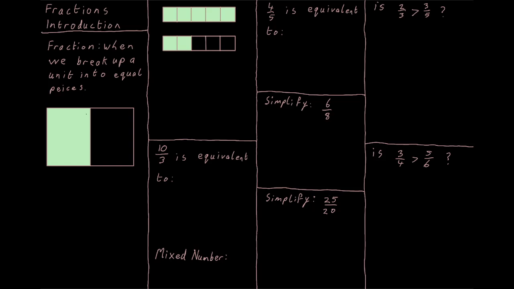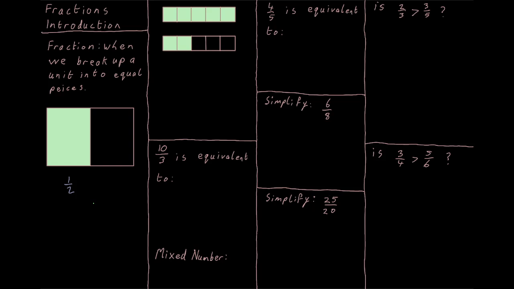So if we take our large rectangle here as being one unit, what fraction have we colored in green? We would say that we would have one out of the two equal pieces marked as green. So we would say that we would have half of our unit would be green, because we have one out of the two equal pieces of our unit would be green.